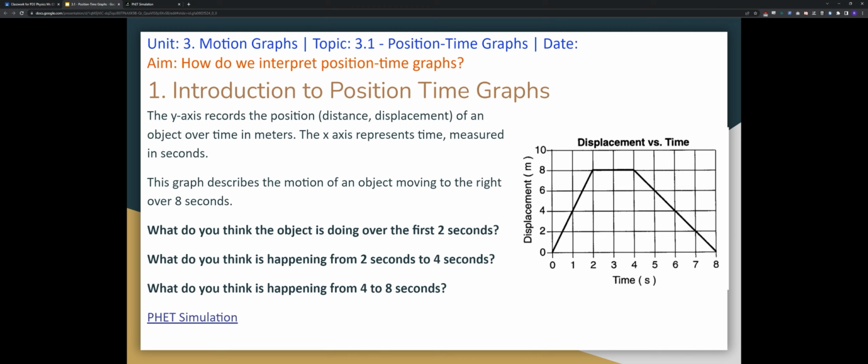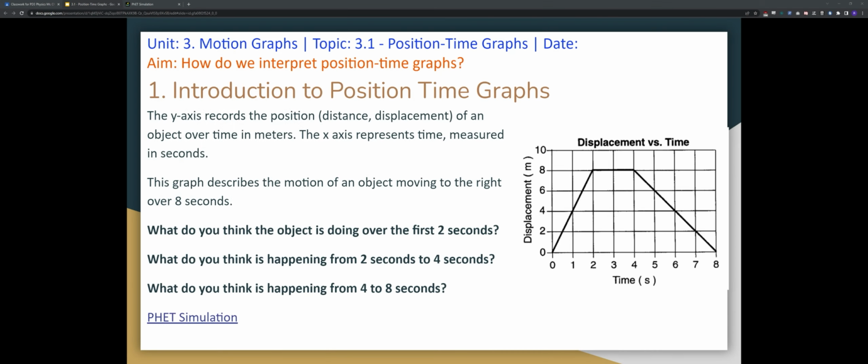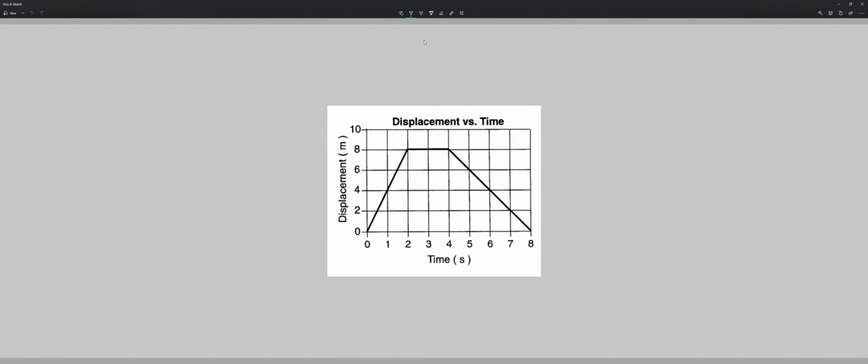So here we get to something called the position time graph, because that's what this topic is on. That's our unit, a position time graph. Essentially, on the y-axis you have something called position. Sometimes it'll be called displacement or distance, those are the other two alternative names. And on the x-axis you have time.